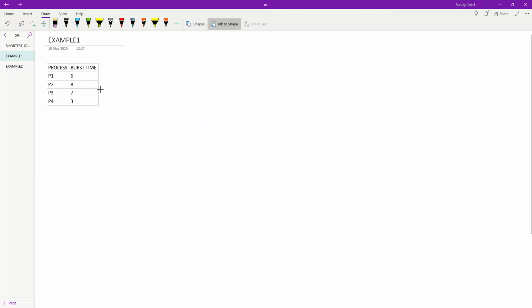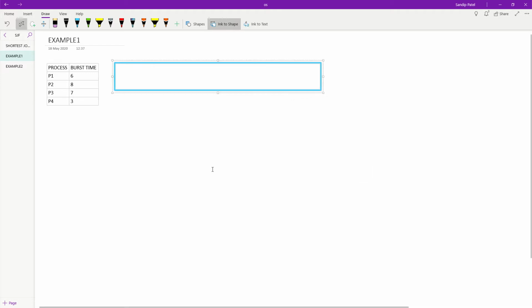Here SJF stands for shortest job first, where the burst time can also be called the job time. Here we have four processes, P1, P2, P3 and P4, at a time. Here you can also write this burst time as a job time. So we'll start drawing this Gantt chart, starting with the first selection of the process.